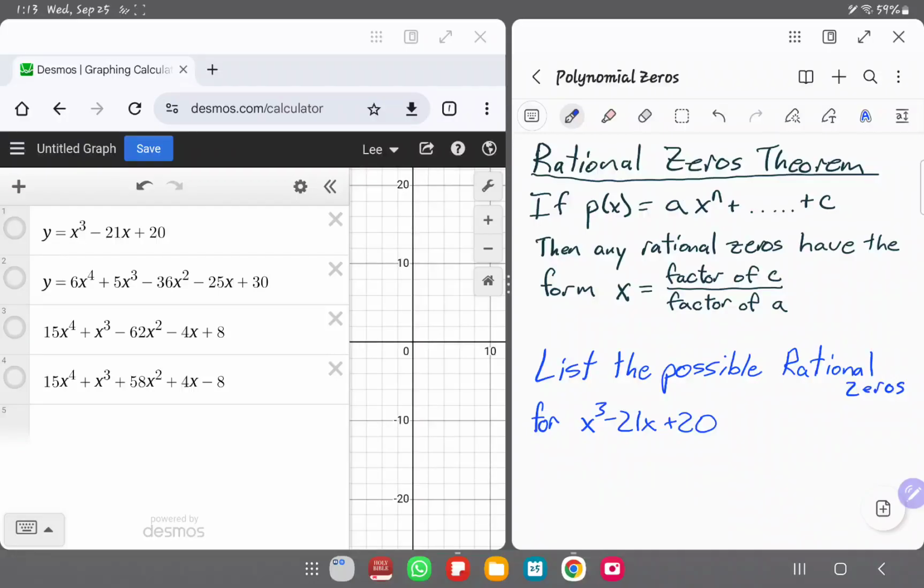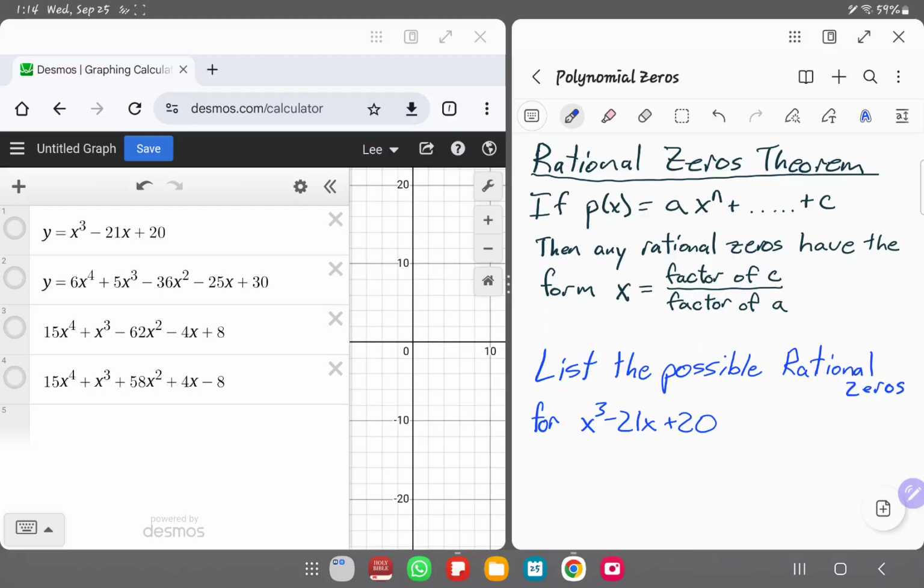And there's a few different questions you can get asked. One is list the possible rational zeros, right, for any given polynomial. Another one might be to actually find the rational zeros from that list, or find all the zeros, but start with that list. So we'll start with just listing the possible rational zeros. That'll be our first thing.